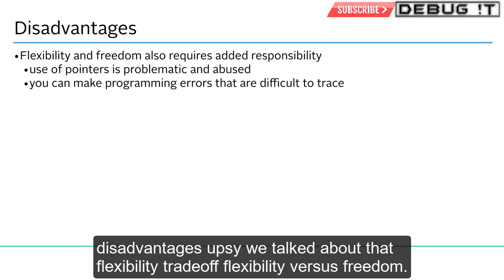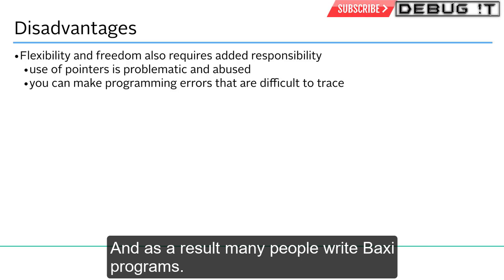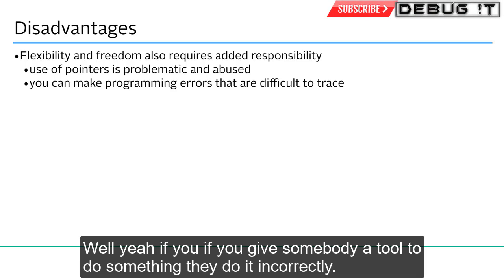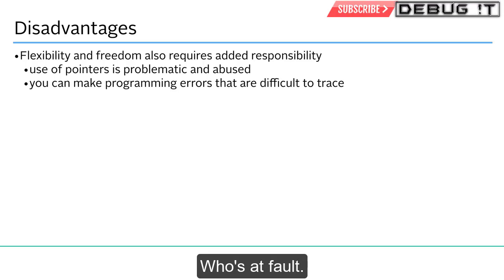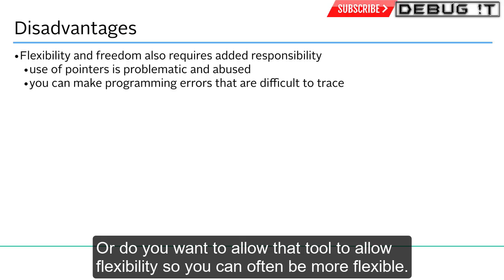Disadvantages of C. We talked about that flexibility trade-off, flexibility versus freedom. It also requires added responsibility. Some view this as a disadvantage. Some view that pointers are abused, and as a result, many people write bad C programs. Well, yeah, if you give somebody a tool to do something and they do it incorrectly, who's at fault? It's kind of, again, do you want to restrict that tool because it's abused, or do you want to allow that tool to allow flexibility?